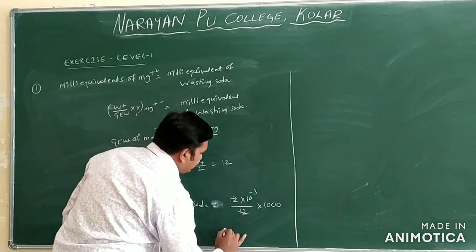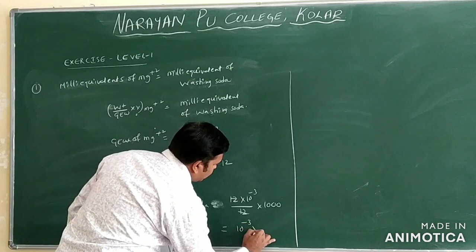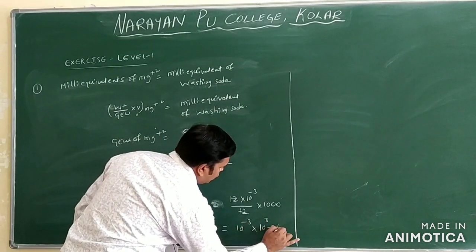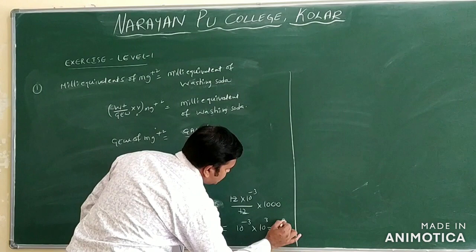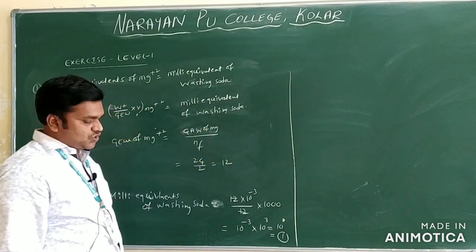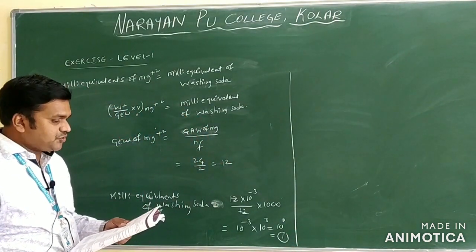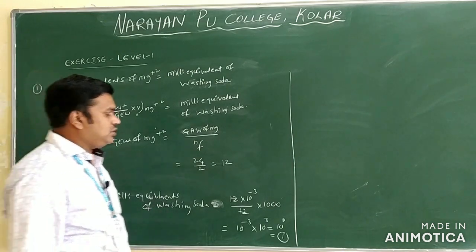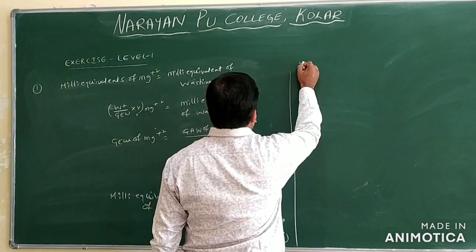From this we can do the calculation. 12 and 12 cancel. Then we get 10 power minus 3 into 10 cube, which is 10 power 0, and the value of 10 power 0 is 1 only. So the answer is option 1 for this question.